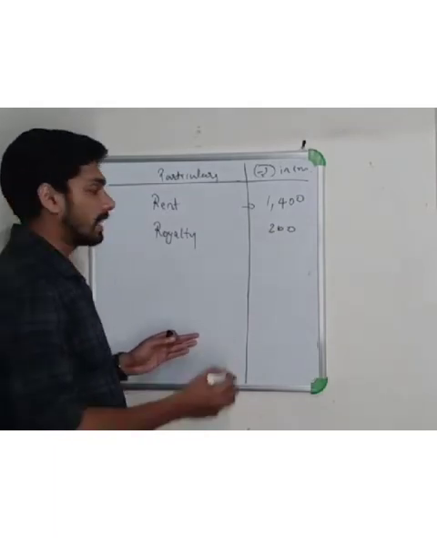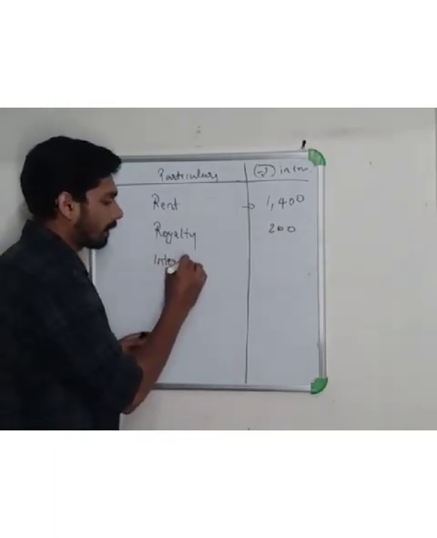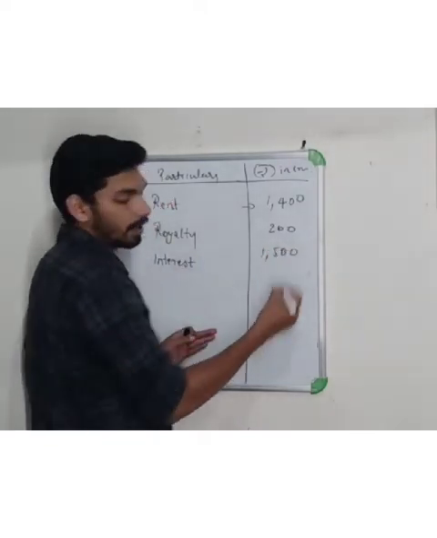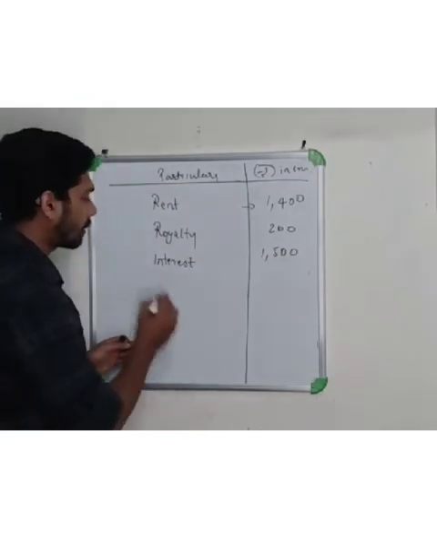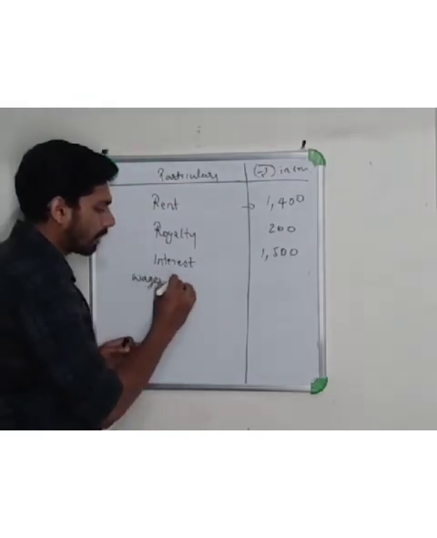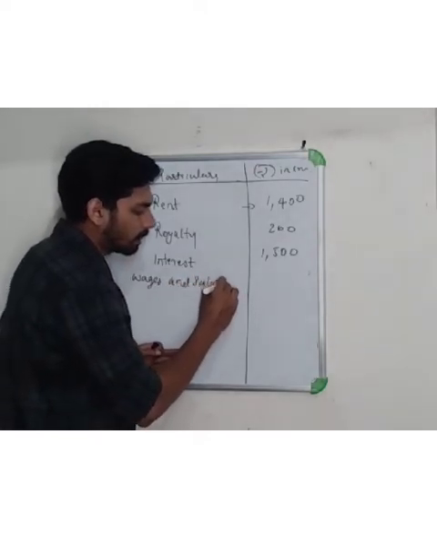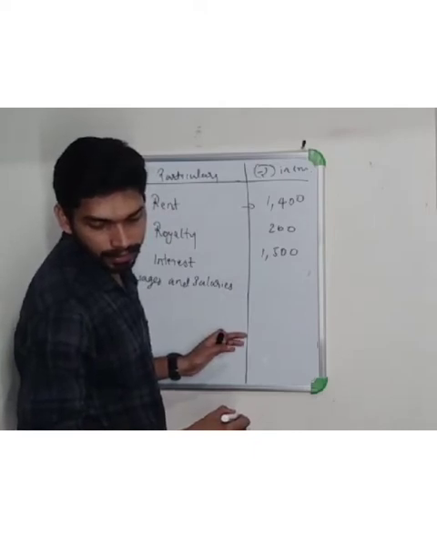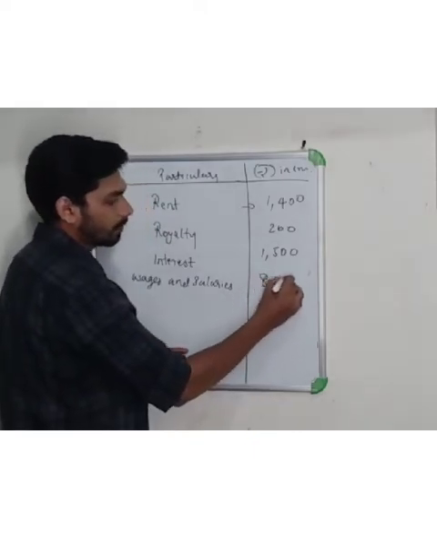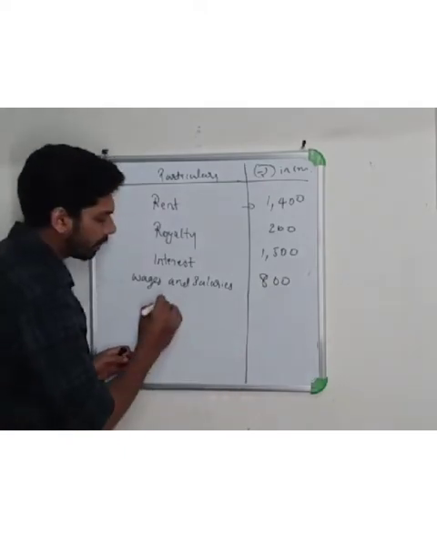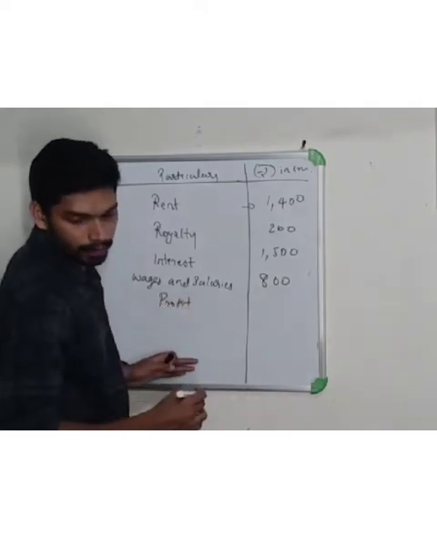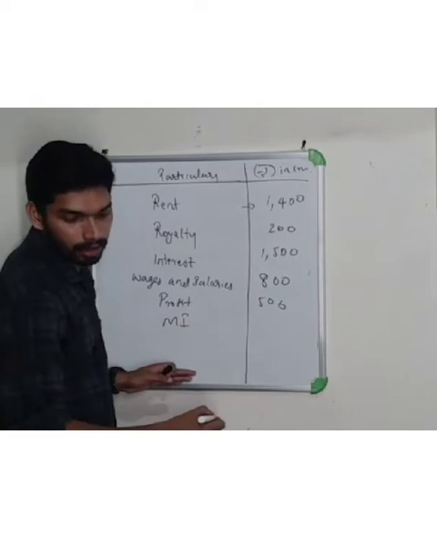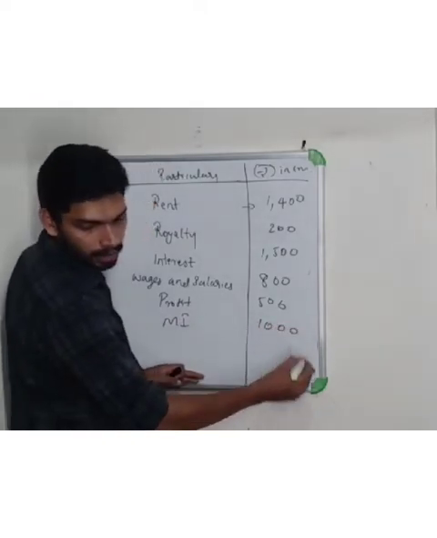The third particular is interest, that is 1,500. Then wages and salaries is 800. Another one is profit, which is 500. Then mixed income is 1,000.